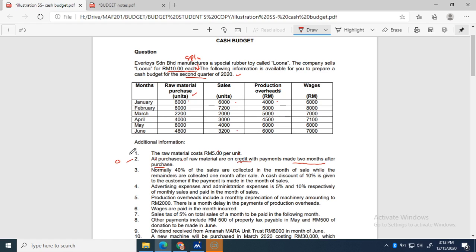Okay, so outflow here. When you purchase in January, you pay 2 months after. That means you pay in March. If you purchase in February, you will pay in April. So that one will be statement number 2.